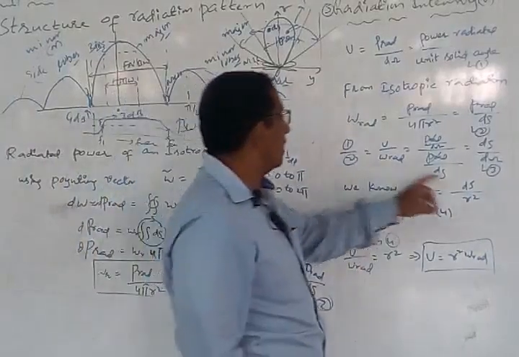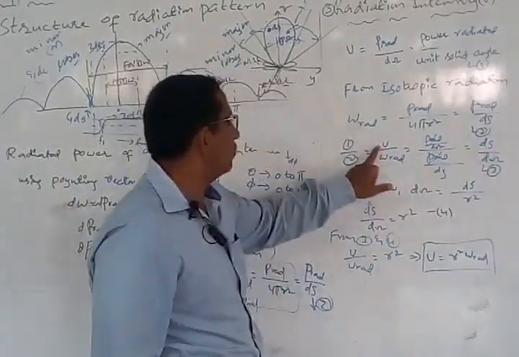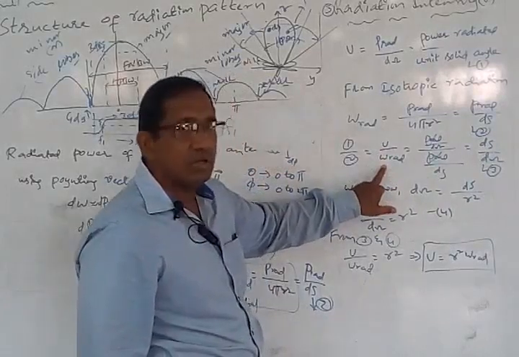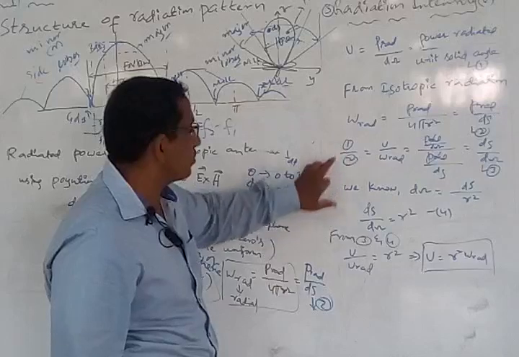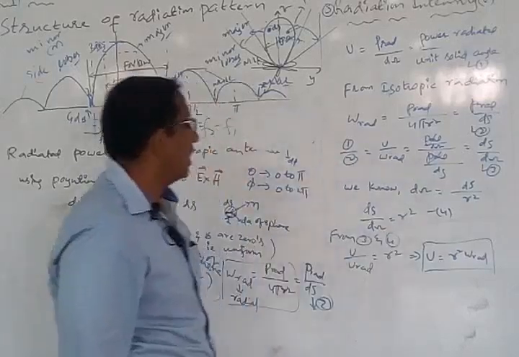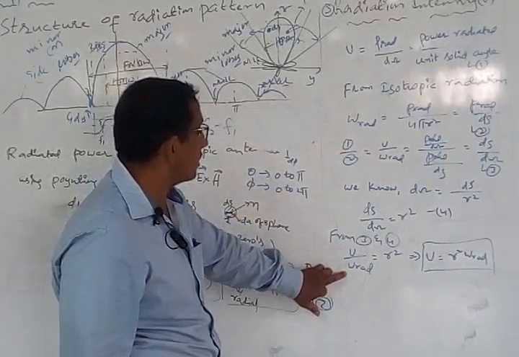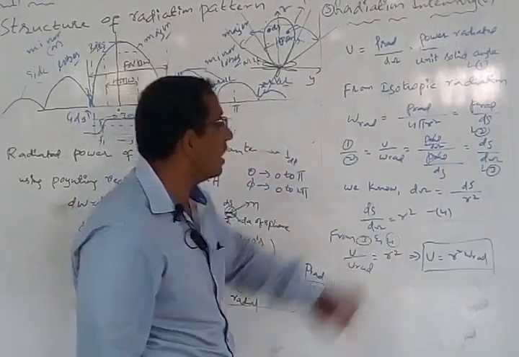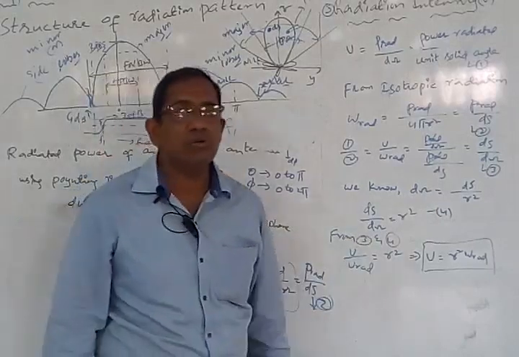Now what is equation number 3? It is ds by d omega is equal to u by w radiated power. Now I can just equate these two, equation 3 and 4. When I equate these two, I will get radiation intensity by radiated power is equal to simply r square. So therefore u is equal to r square into w radiated.